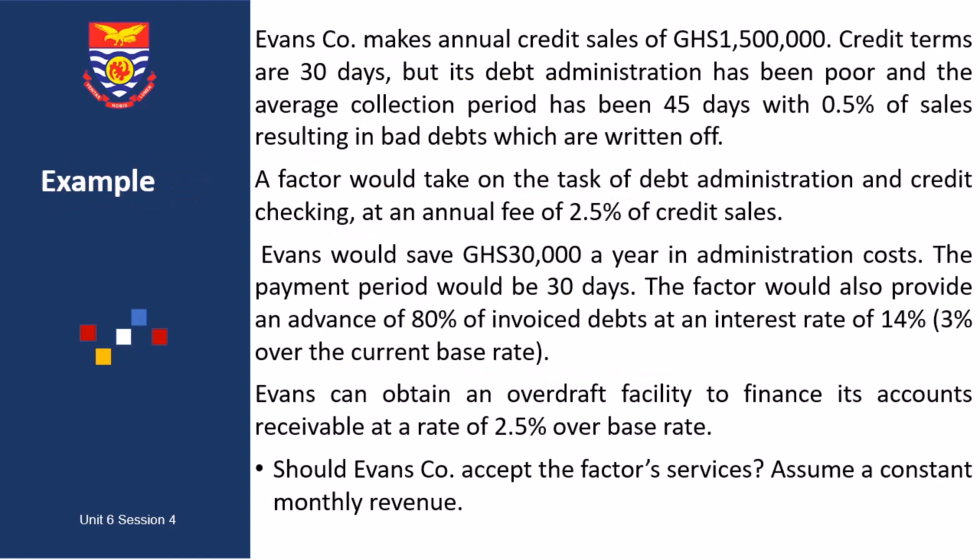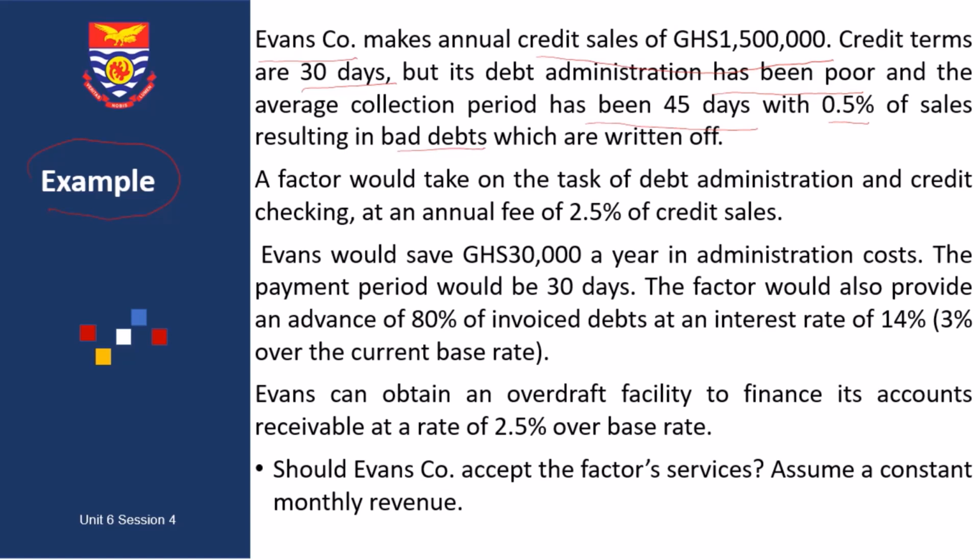Good. So let's try this question. Evans Co makes annual credit sales of 1,500,000. The credit terms are 30 days. So this is the credit terms. But its debt administration has been poor, and the average collection period has been 45 days, with 0.5% of sales resulting in bad debt which are written off. I hope you understand the question.